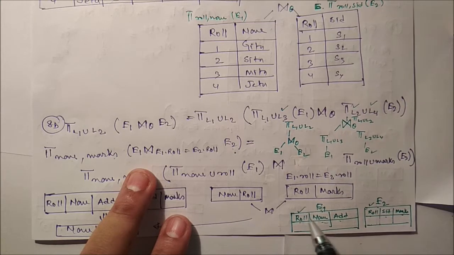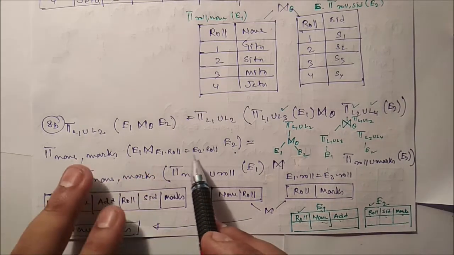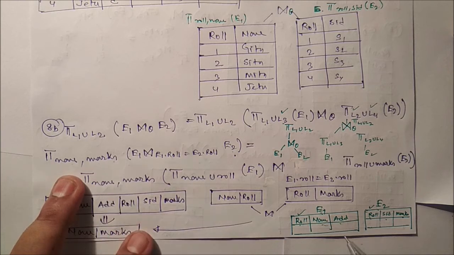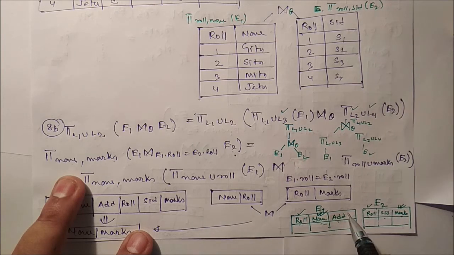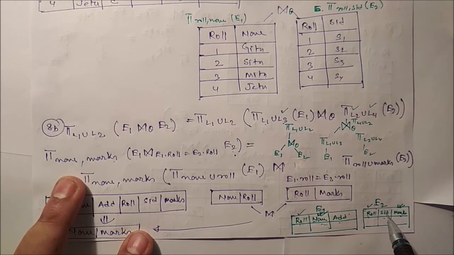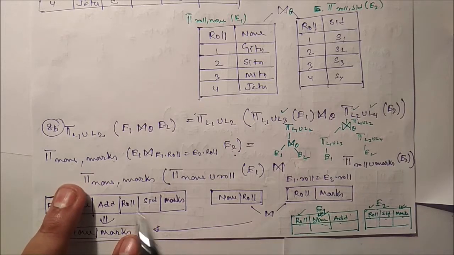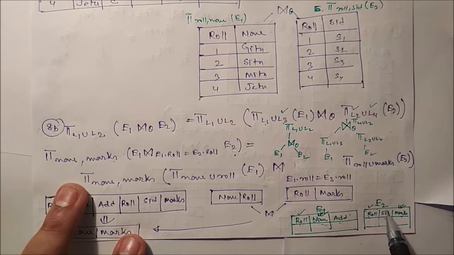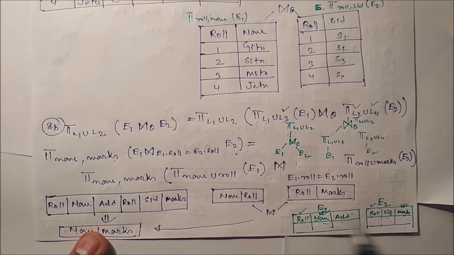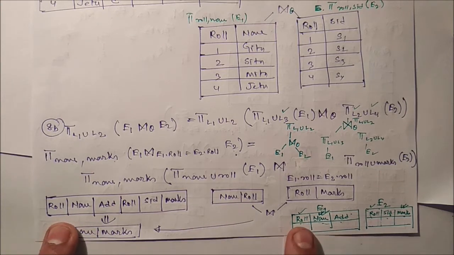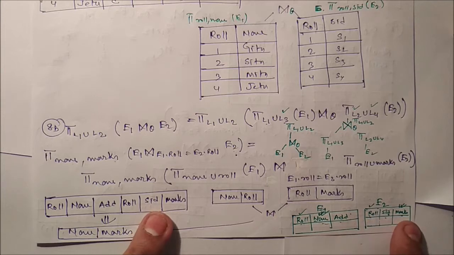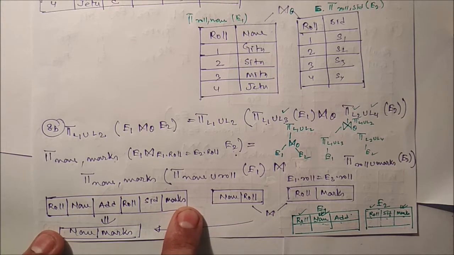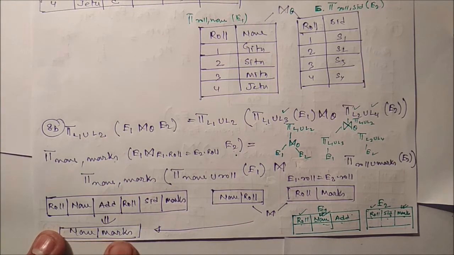So obviously these two are the required attribute. But in output we need only the name and marks. Address is not required and subject ID is not required. Are you getting this one? So here we have to merge E1 and E2. If you merge E1 and E2, definitely the merged table is roll number, name, address, roll number, subject ID and marks. From that particular table we need only the name and marks.